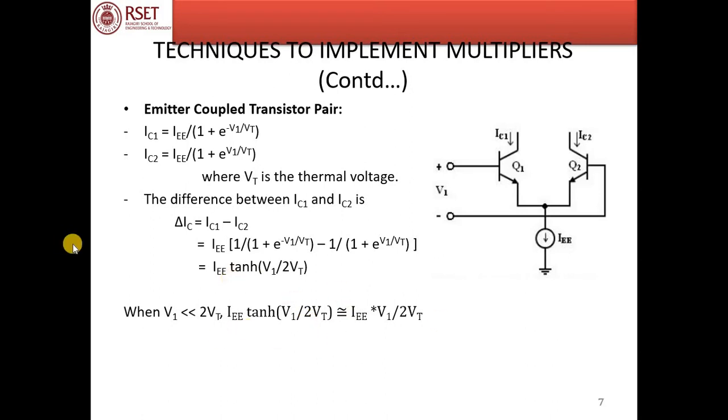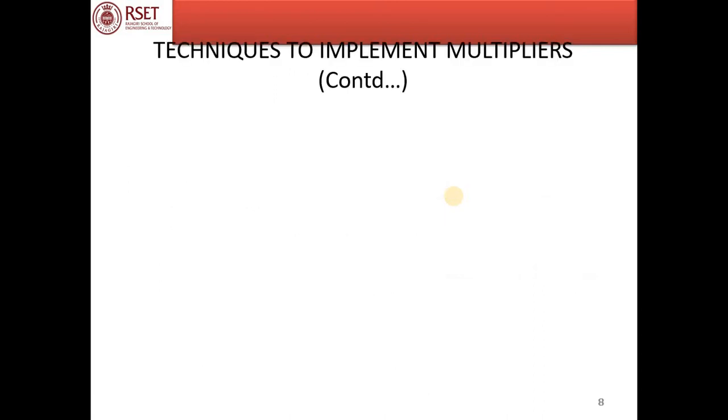That is, we are making V1 very much less than 2Vt. So tanh of V1 by 2Vt will be approximately equal to V1 by 2Vt. And when you substitute, delta IC will be approximately equal to IEE into V1 by 2Vt. Let that be equation 1. So this is an emitter coupled transistor pair. Here we have only one input. For a multiplier, we need to provide one more input. Let us see how that is done.